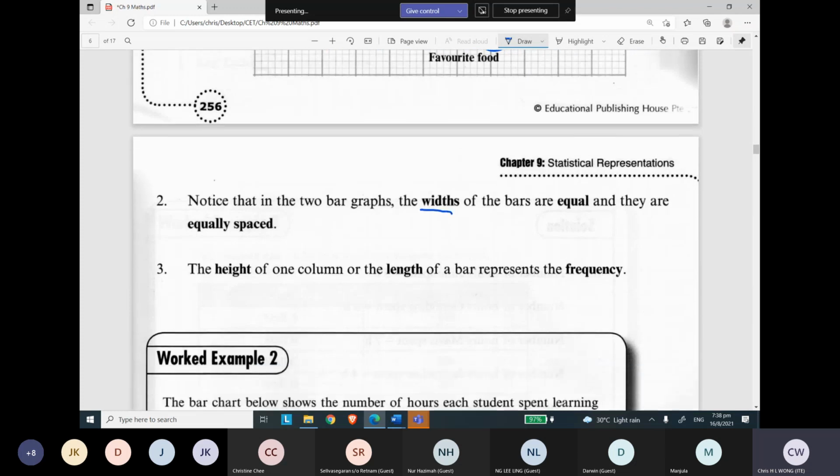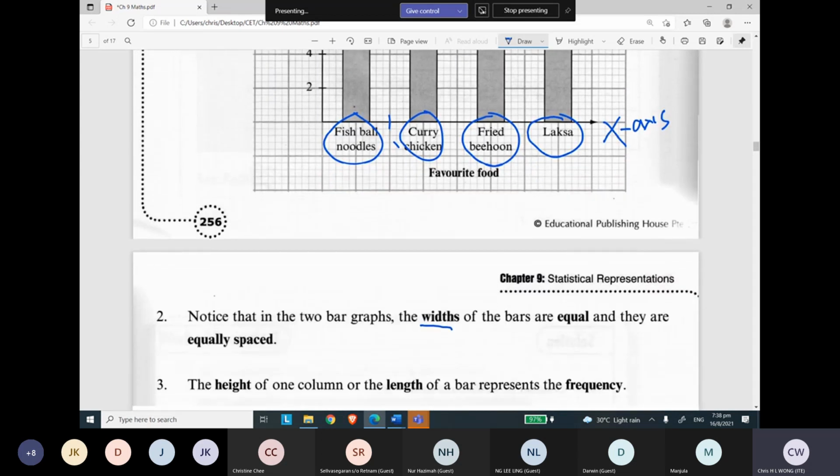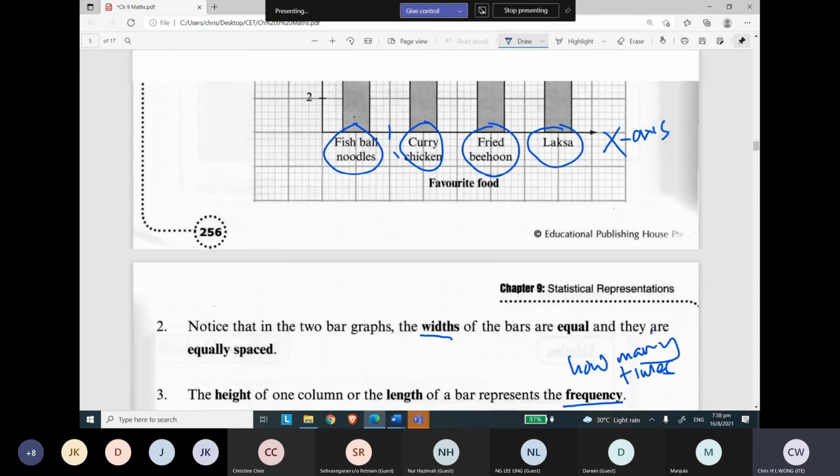The height of one column, the length of the bar, represents frequency. The frequency means how many. The word frequency here talks about how many times, how many students. The height of one column must represent that.